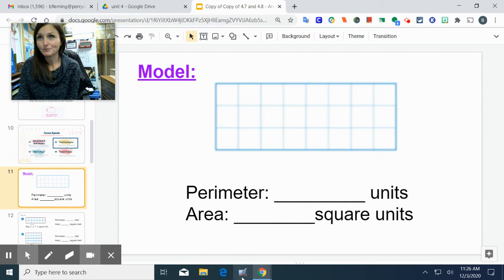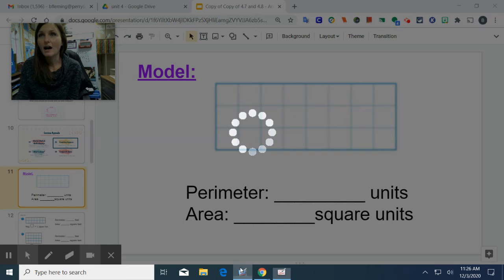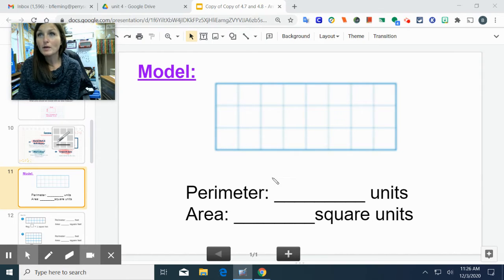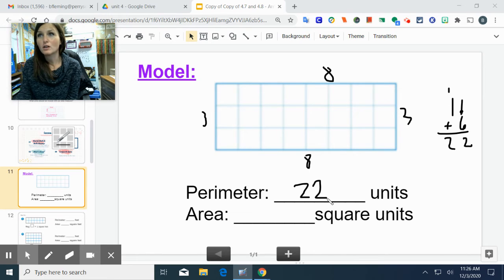So here for my model, I'm going to show you how I would solve using this. So the perimeter, remember, is the outside. So that would be 1, 2, 3 this way, which means it's 3 this way. 1, 2, 3, 4, 5, 6, 7, 8 here, which means it's 8 here. Perimeter would be adding that up. So 8 plus 8 is 16. 3 plus 3 is 6. And add those together. 6 plus 6 is 12. Carry the 1. 1 plus 1 is 2. So the perimeter is 22 units.